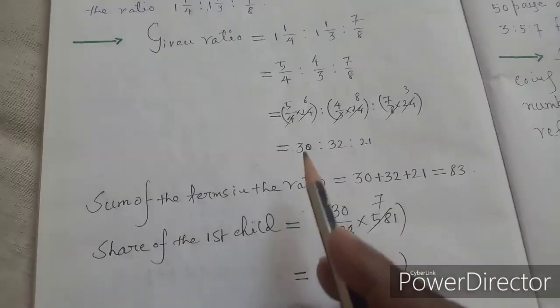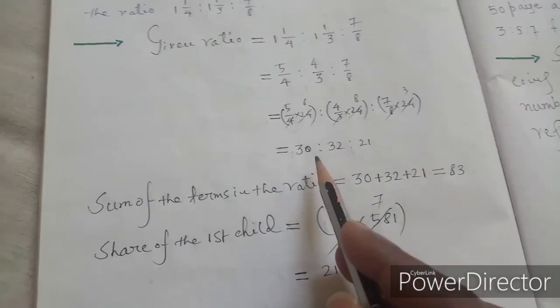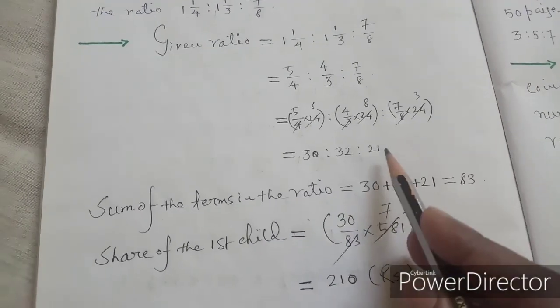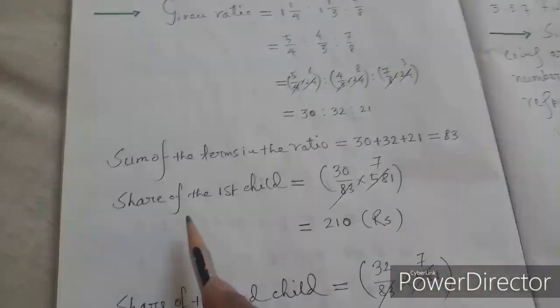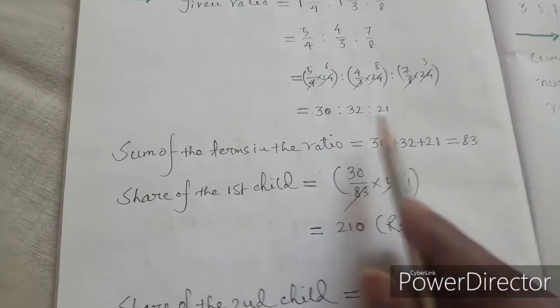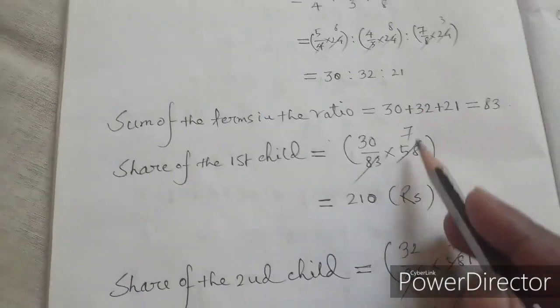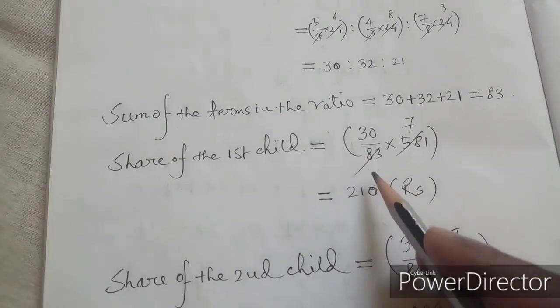So now look at that. First ratio is 30, second is 32, third is 21. So the share of the first child equal to 30 by sum. How much? 30 by 83 into total one. Total one is how much? 581. So 30 by 83 into 581. And after simplification we got 210.